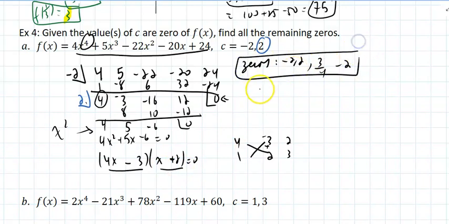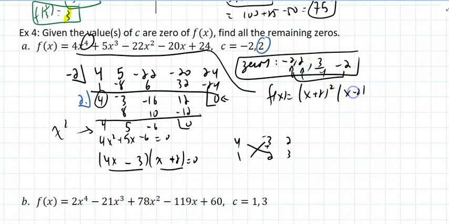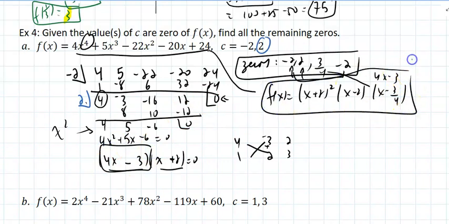So what does that mean? That means I could write this function as x the opposite of that, but there's two of them, x the opposite of that, and this. Whether you write this as x minus 3/4 or you write it as 4x minus 3, it has the same zero. Either way, I can graph them the same way. So these are the zeros. I need to factor to graph.